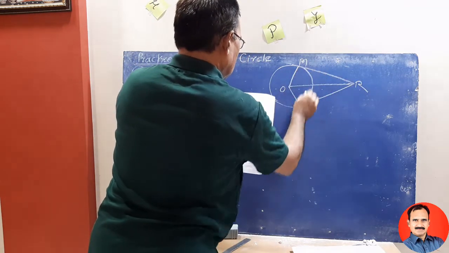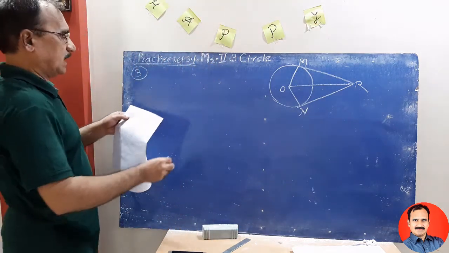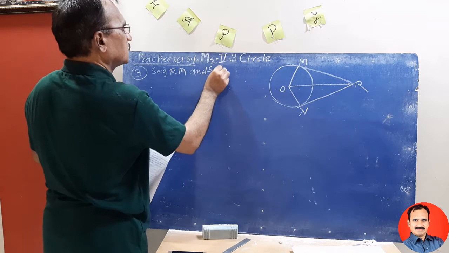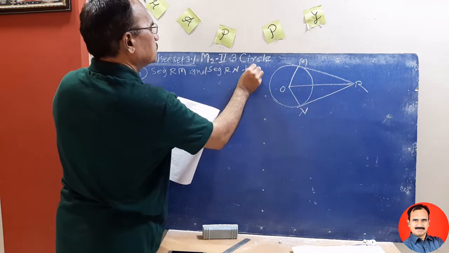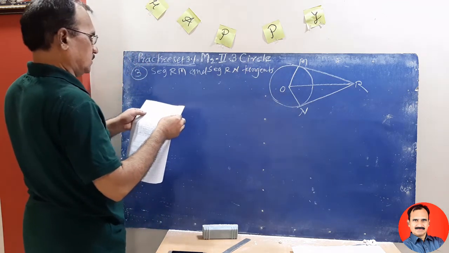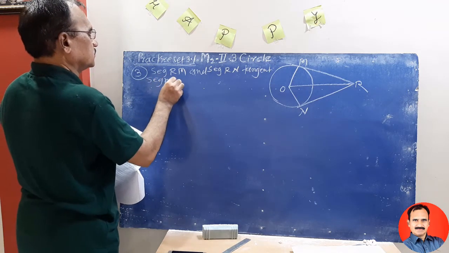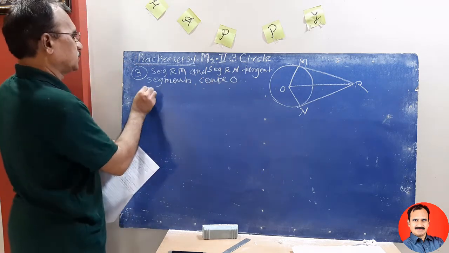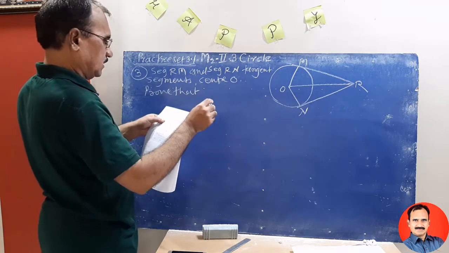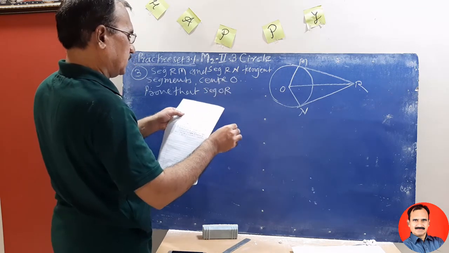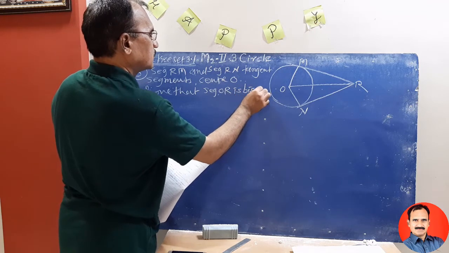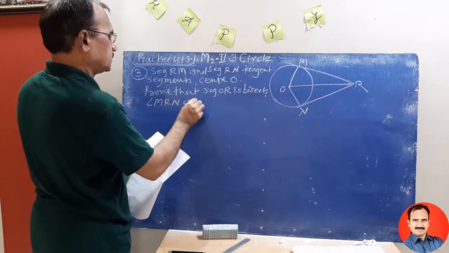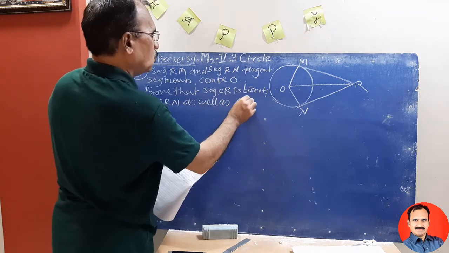This is OR and this is MN. Segment RM and segment RN, tangent segments, center O. Prove that segment OR bisects angle MRN as well as angle MON.